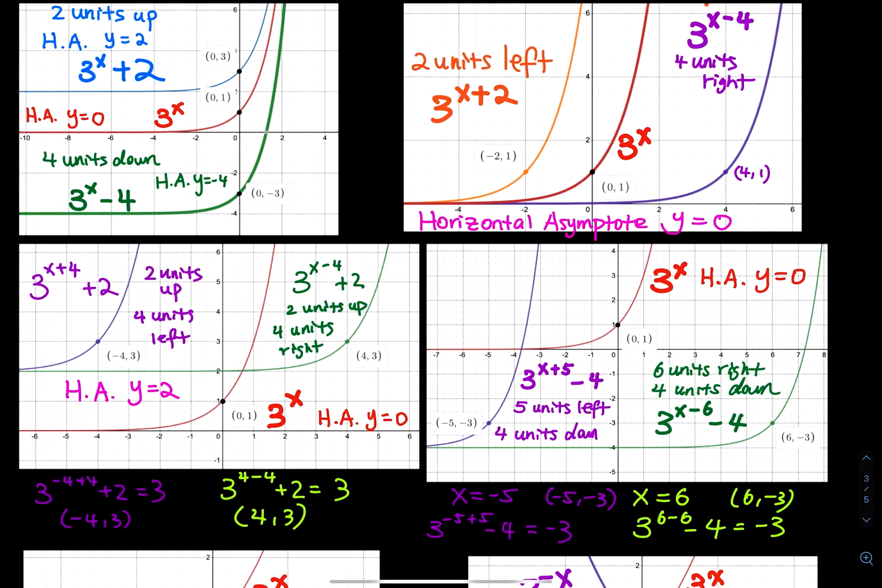The green function, I also plus 2. Plus 2 means you shift the function 2 units up from 0, 1 to 0, 3. That is 2 units up. And then there is a minus 4 right next to x. That is 4 units to the right. So you go 4 units to the right. And then you are at 4 comma 3. Right? 2 units up and 4 units to the right. And then how does that change the horizontal asymptote? Of course, you push the function 2 units up. So it was at y equals 0. Now it's at y equals 2.